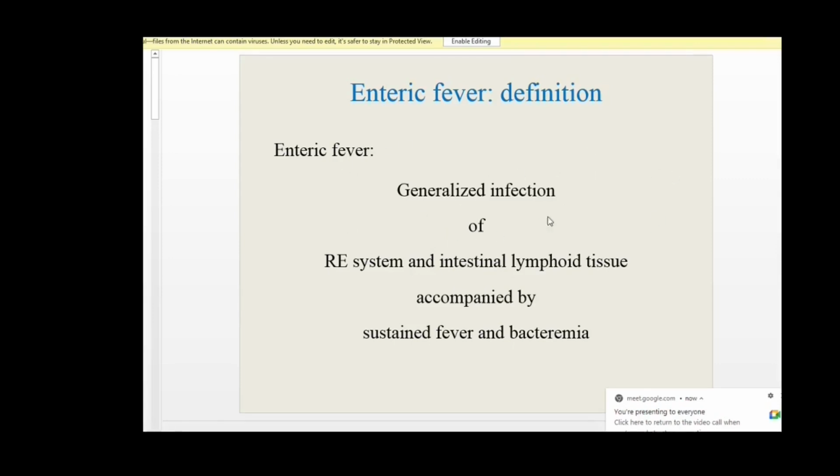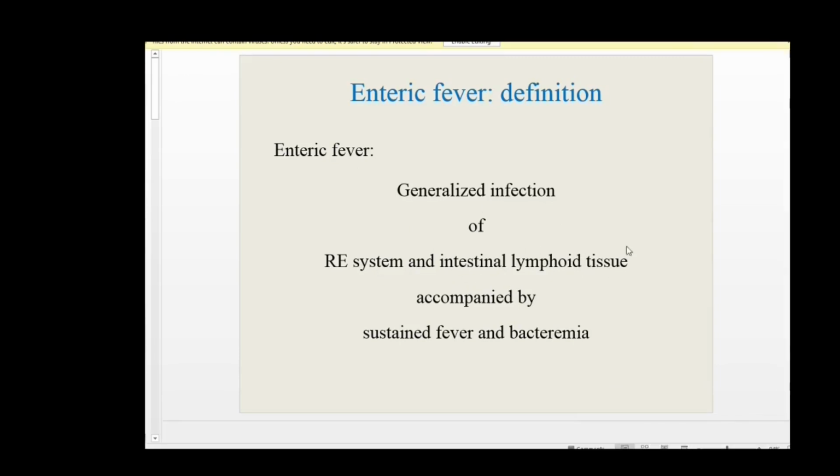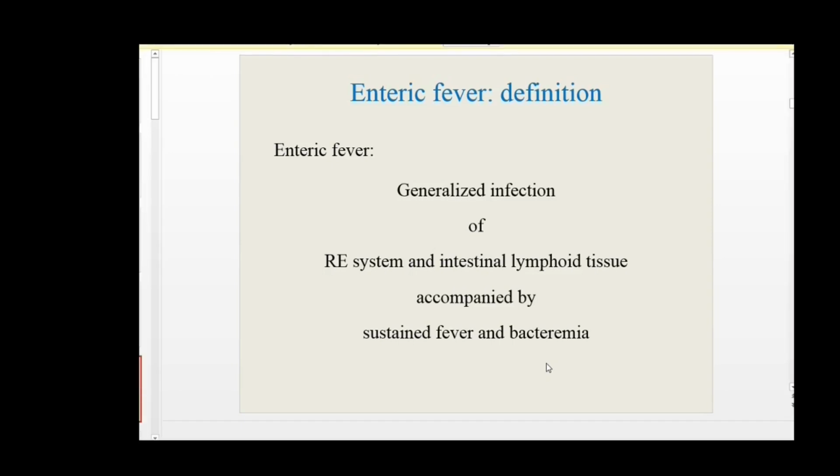This infection is basically a generalized infection of the reticuloendothelial system and the intestinal lymphoid tissue, accompanied by fever and bacteremia. The patient usually presents mainly with high fever, and bacteremia means the presence of bacteria in the blood. Of course, there may be other mild symptoms, even very vague symptoms. They might present with diarrhea, headache, or some with constipation. But generally, these are the systems which are affected and the patient usually presents with fever.